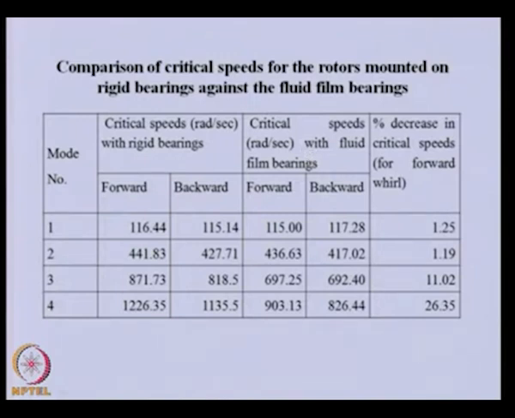So, you can see how much error we can incorporate in the calculation if we consider the fluid film bearing as rigid, especially for the higher modes. This is a very interesting comparison between the rigid bearing and the fluid film bearing model. Obviously, this model is more accurate, and if we consider the fluid film bearing as simply supported, then we may get erroneous results. Especially for the higher modes, you can get an error of maybe 26%. That is a typical result, but it is not valid for all cases.